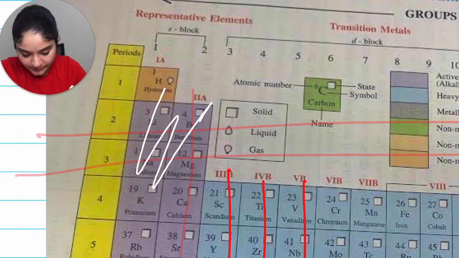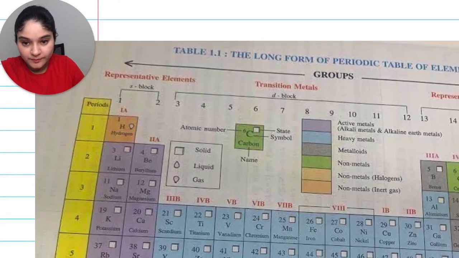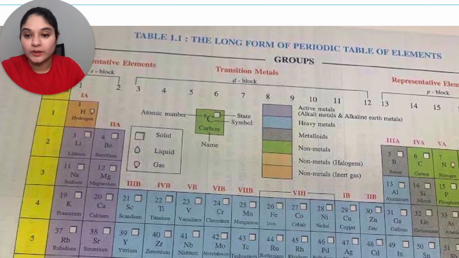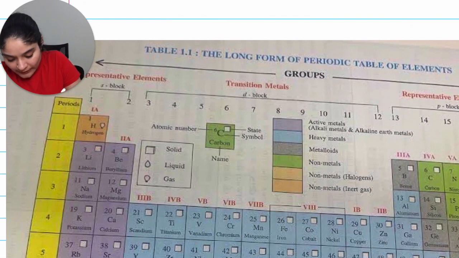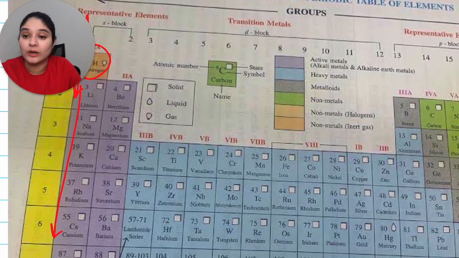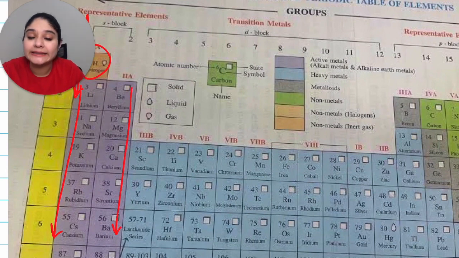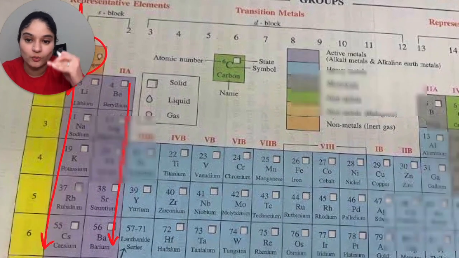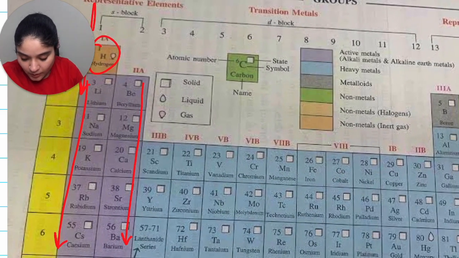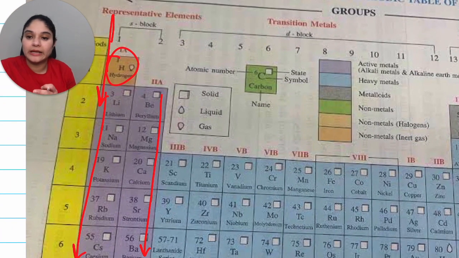Let me just erase this a bit for you. So when we talk about group 1, except hydrogen, lithium, sodium, potassium, rubidium, all of these are known as alkali metals. Then this is group 2. These are known as alkaline earth metals. Make sure that you pay attention to what elements you have.